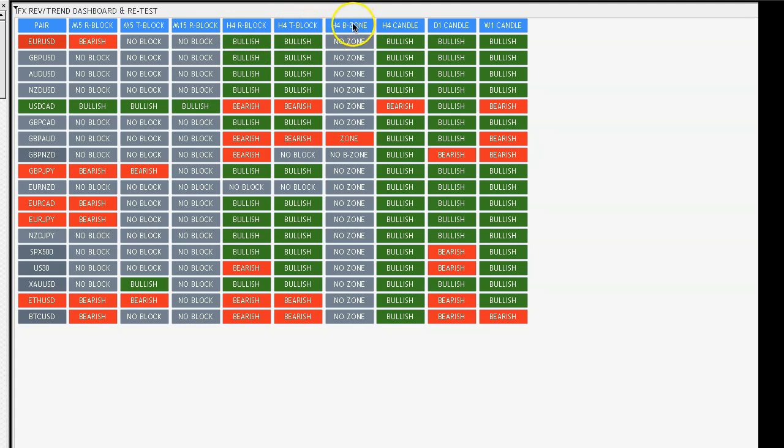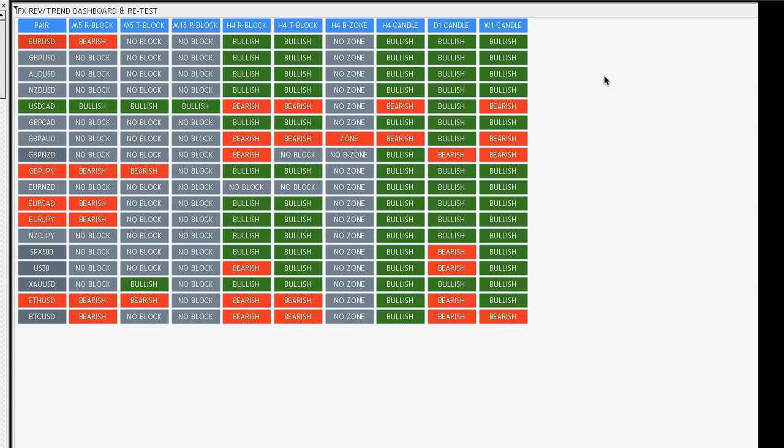And again, in here we have the 4-hour zones. Out of all of this, this is the only one that has a zone right now, meaning that the price is back at the bearish block or very close to it. And we have the 4-hour candle, the daily candle, and the weekly candle. So what I am doing here is I am going to have the 4-hour and the daily candle as well as an extra confirmation when we enter or when we get an alert.